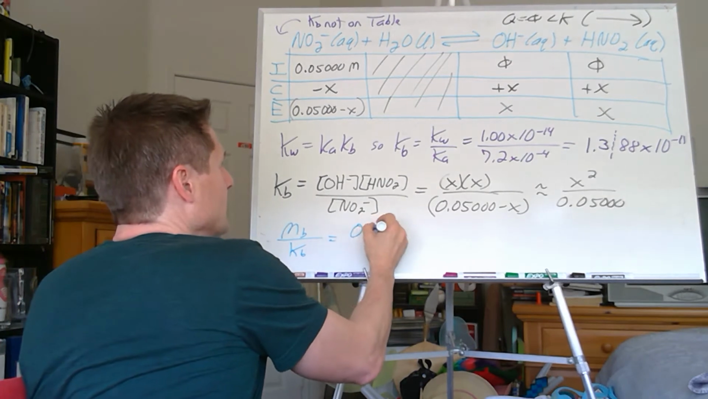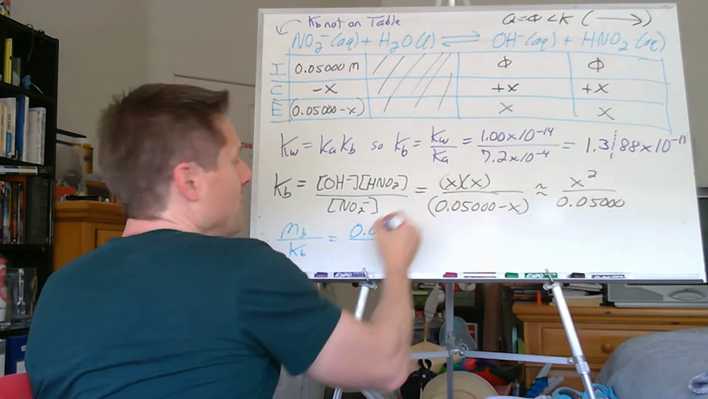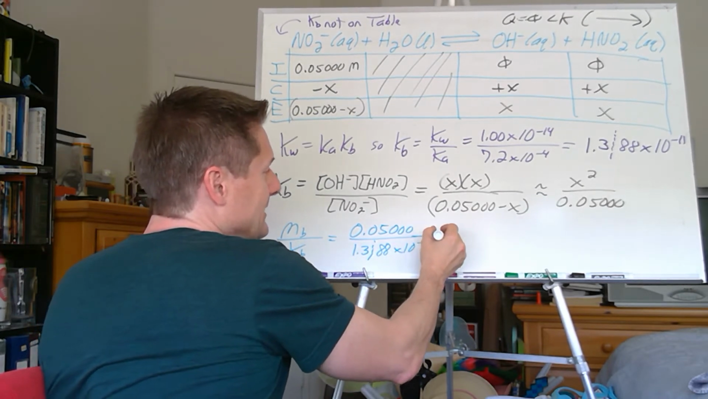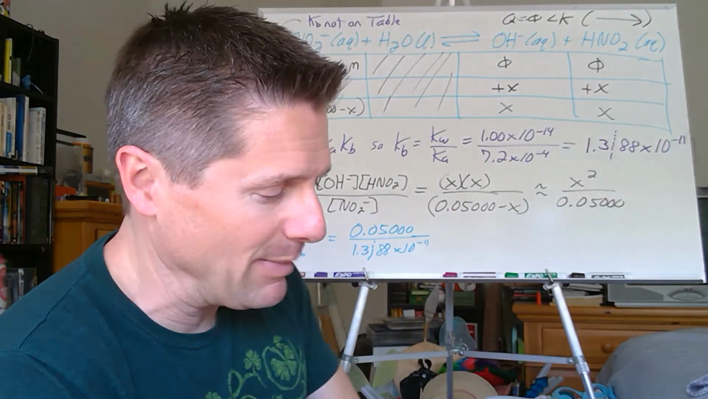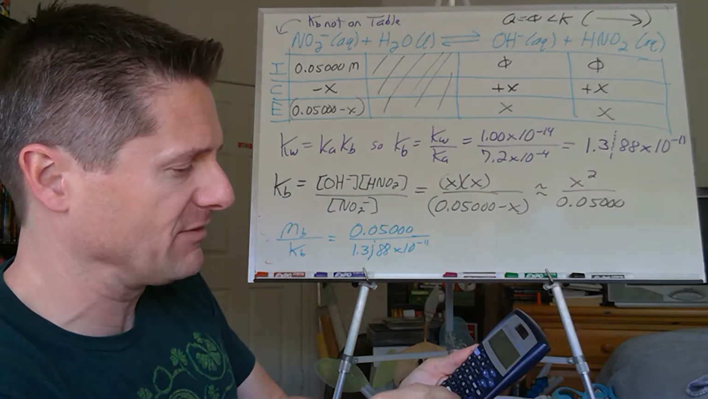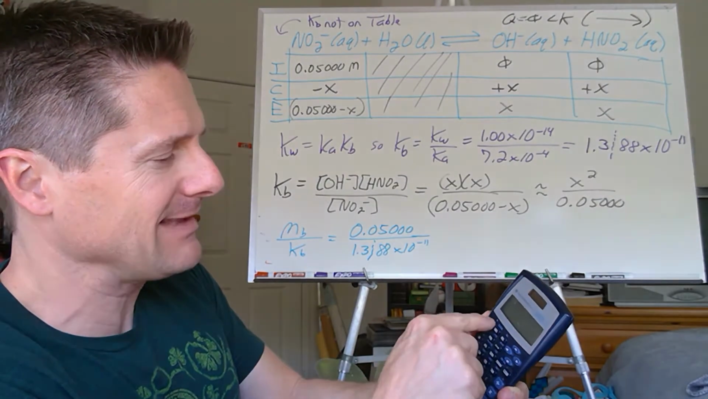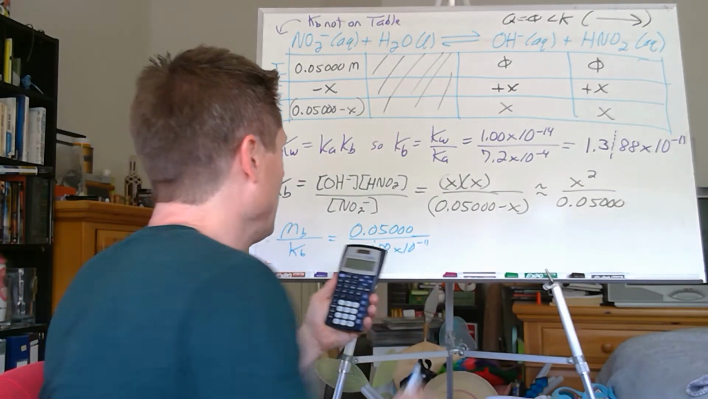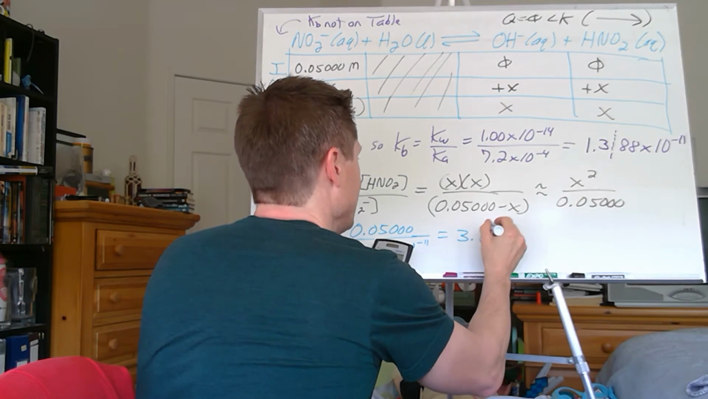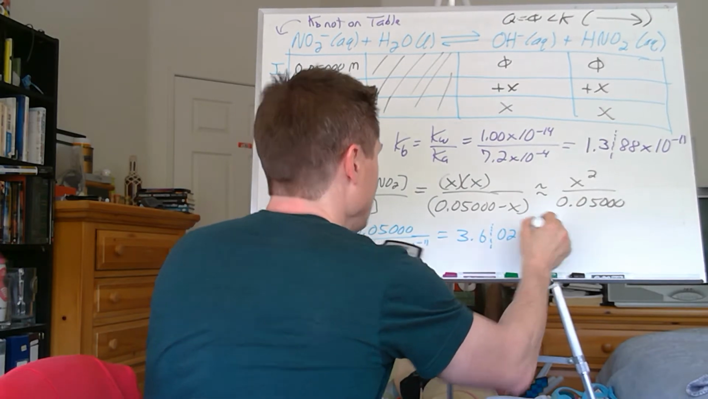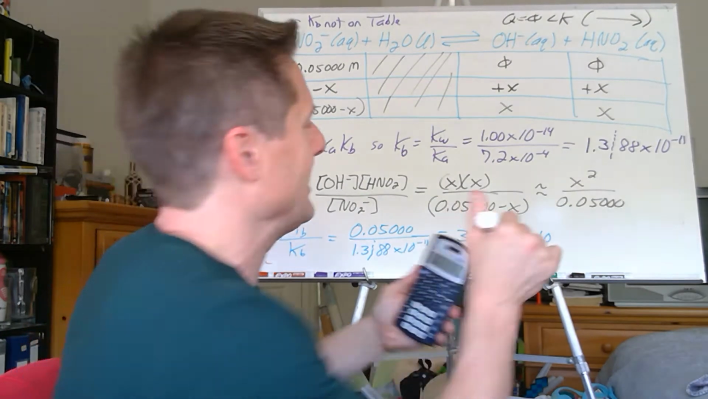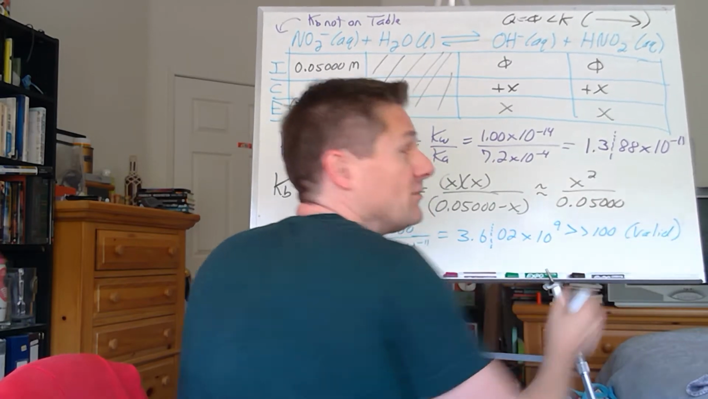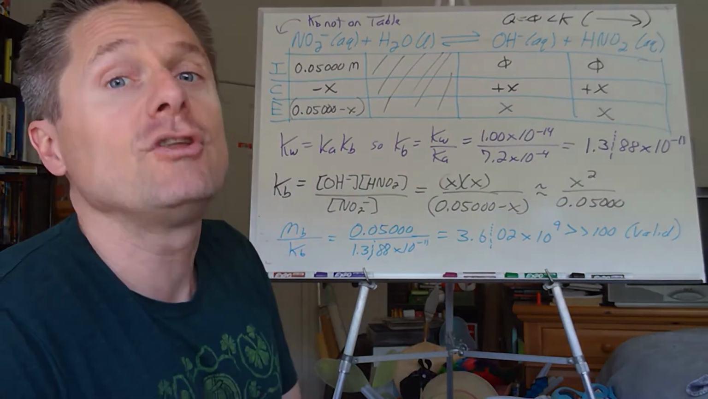What's the molarity? 0.05000. Kb, 1.388 times 10 to the minus 11. Something tells me this is going to be a little bigger than 100, like a lot bigger. 0.05000 divided by 1.388 times 10 to the minus 11. Holy moly, that's a big number. So that's 3.602 times 10 to the 9th. I'd say that's a little bit greater than 100, wouldn't you? This is totally valid.